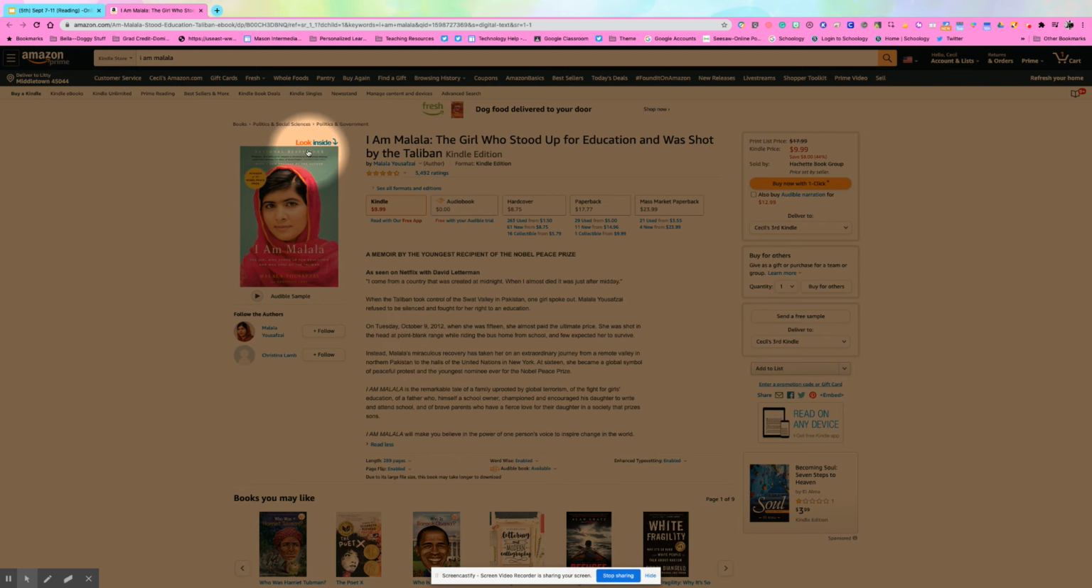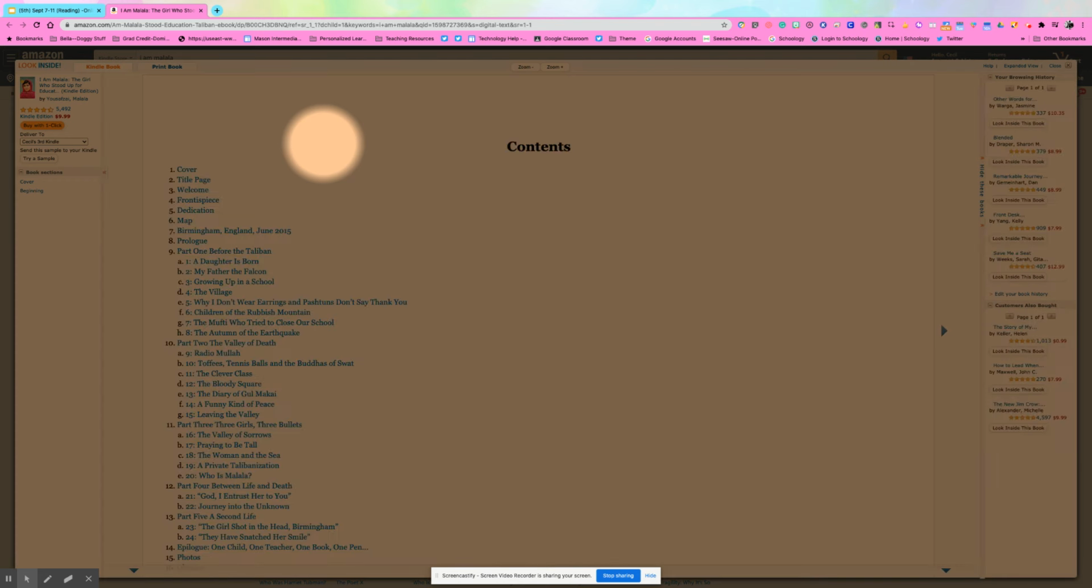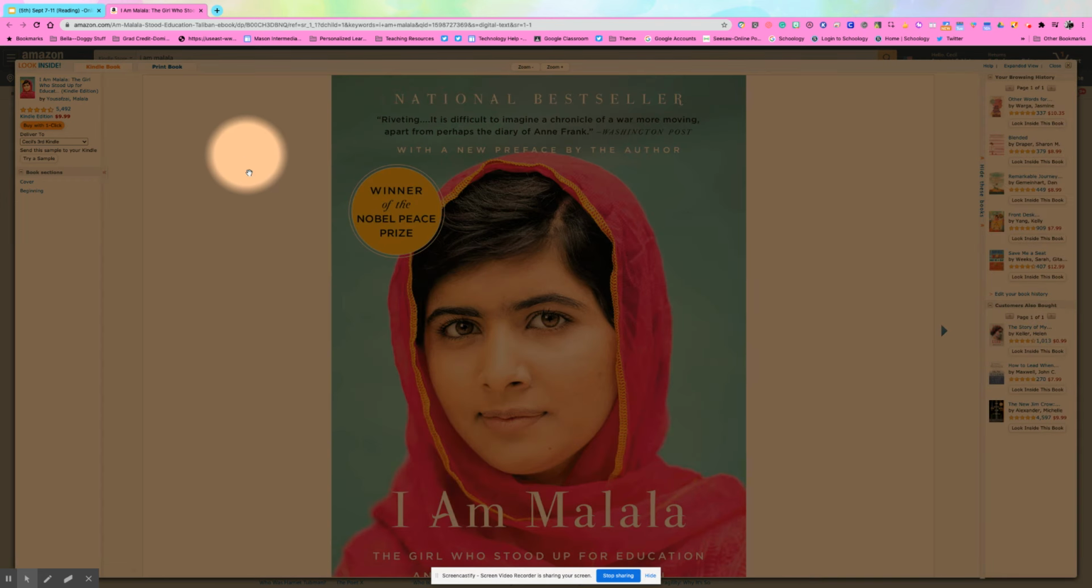And so that's how you can kind of tell, and you can use these summary clues to help you figure it out. Another cool feature is looking inside. If you click on that, it gives you some options. If you go over here, it'll say book sections cover the beginning, and it'll let you look at the beginning pages of the book.